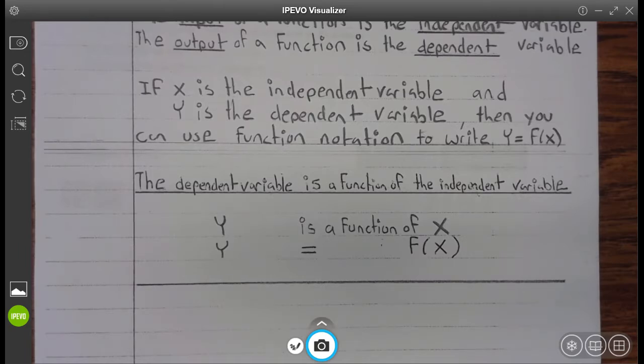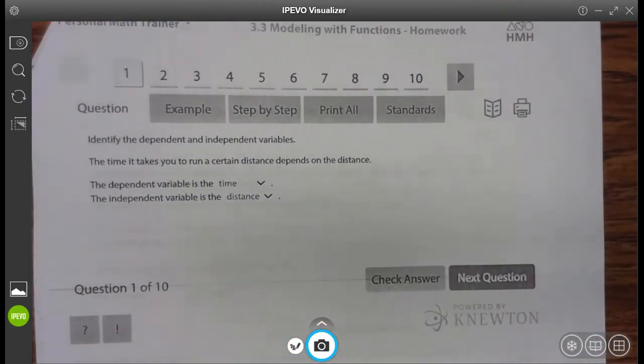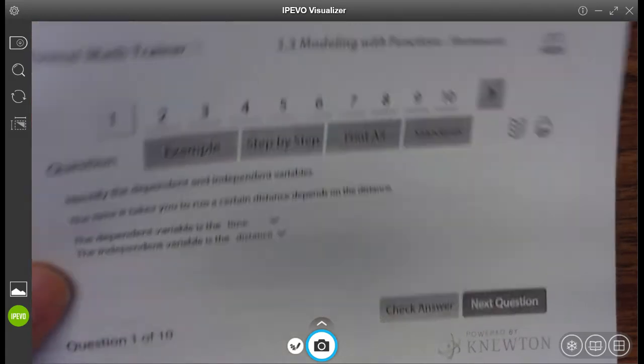All right, go and finish up looking at your notes, and let's take a look at the first example. All right, example number 1. Identify the dependent and independent variables. The time it takes to run a certain distance depends on the distance. The dependent variable is the time. The independent variable is the distance.